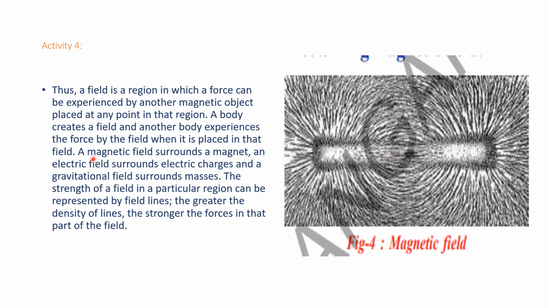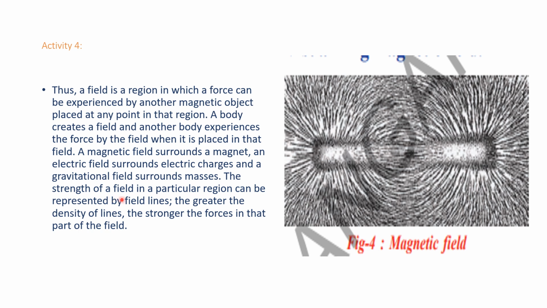So let us understand this. What does a magnetic field surround? A magnet, right? Because of a magnet only we will get a magnetic field, and because of electric charges we will get an electric field. And a gravitational field surrounds masses. Masses means objects like you, me, fruits, whatever it may be.